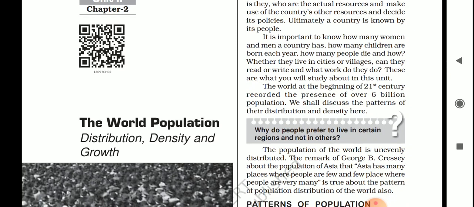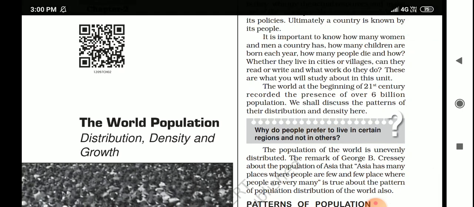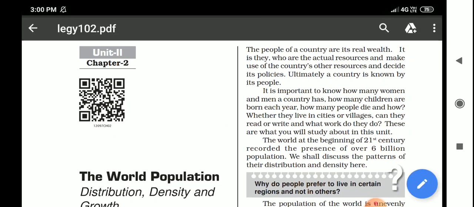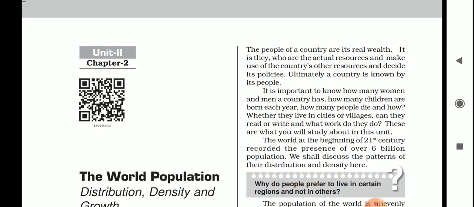So in this chapter, students, we will talk about the world population, and then we discuss the distribution, density, and growth. So, what is population? Population means the number of people. The people of a country are its real wealth, because through this we know how many people are the actual resource, make use of the country's other resources, and decide its policies. Ultimately, a country is known by its population, right?